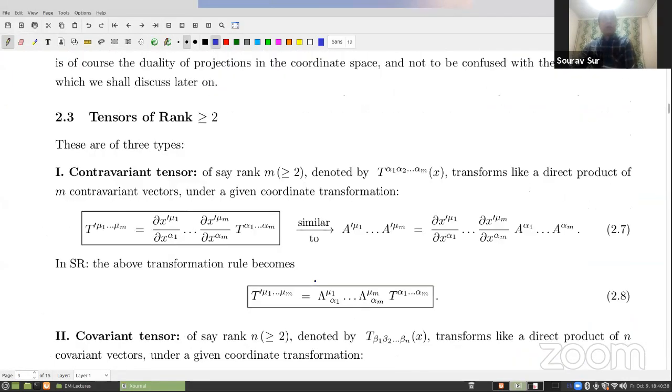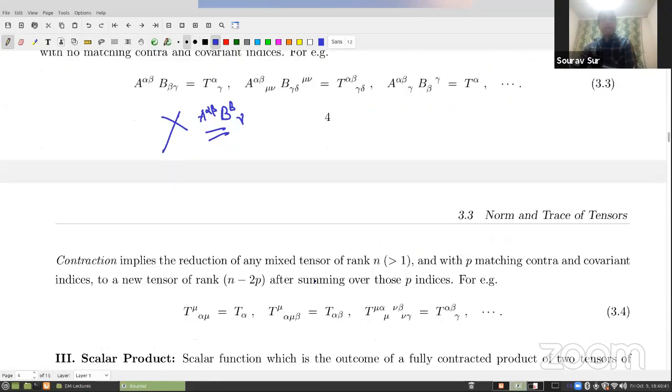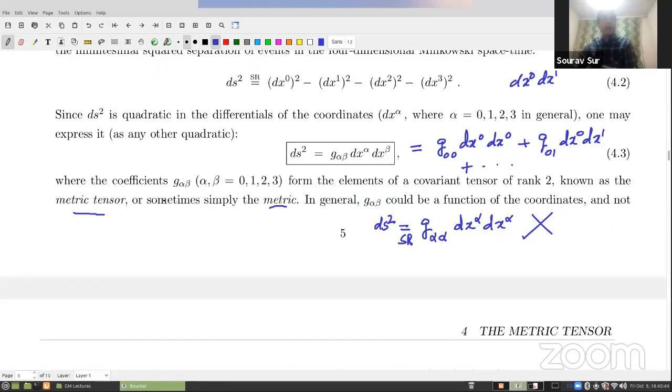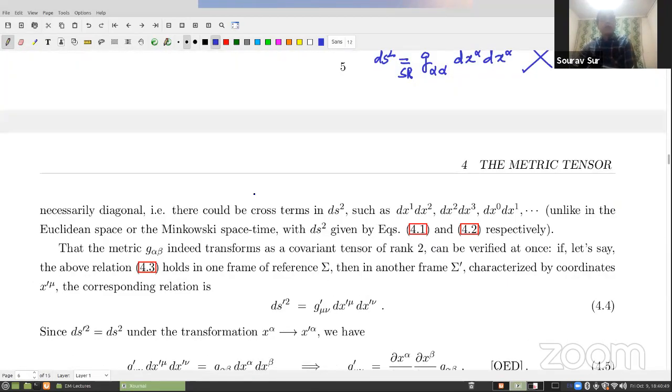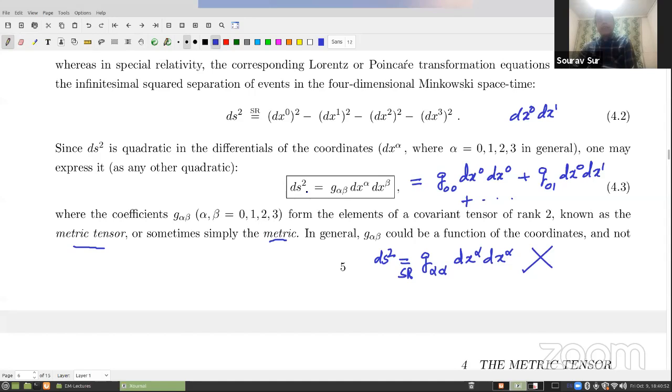Coming back here, in general, this ds square could be written as a general quadratic function of the coordinate differentials, and could have some cross terms as well. Also these coefficients G00, G01, G02, and so on, this G alpha beta, called the elements of the metric tensor, are not necessarily constants. They could be functions of all the coordinates.